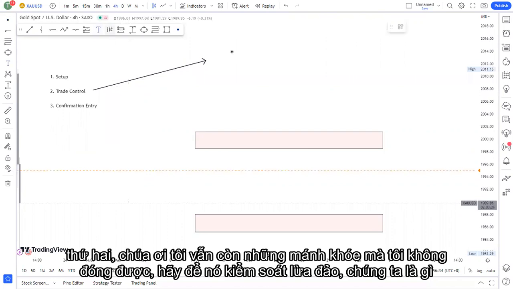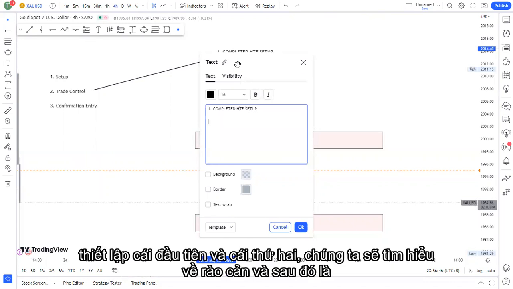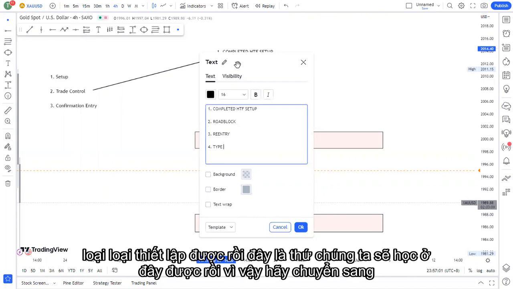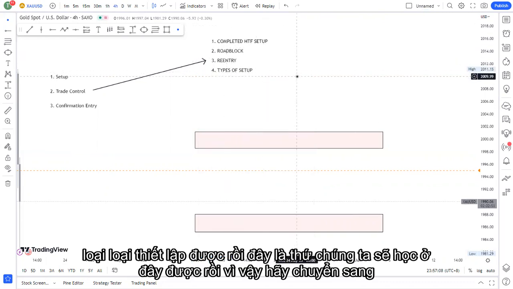So in trade control, what we are going to talk about is, the first one, higher time frame setup complete. The second one, we are going to learn about the roadblock. The third one, we are going to learn about re-entry. And number 4, we are going to learn about types of setup. This is the thing that we are going to learn here.